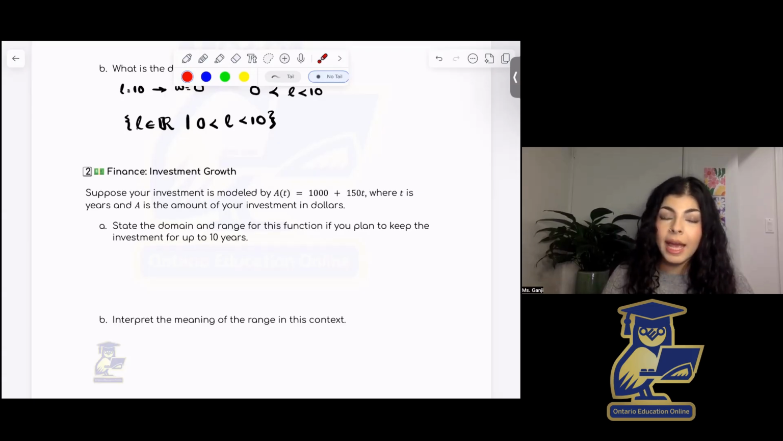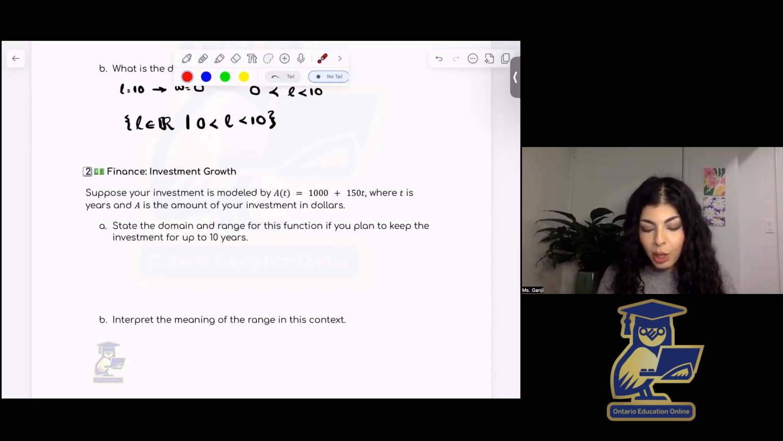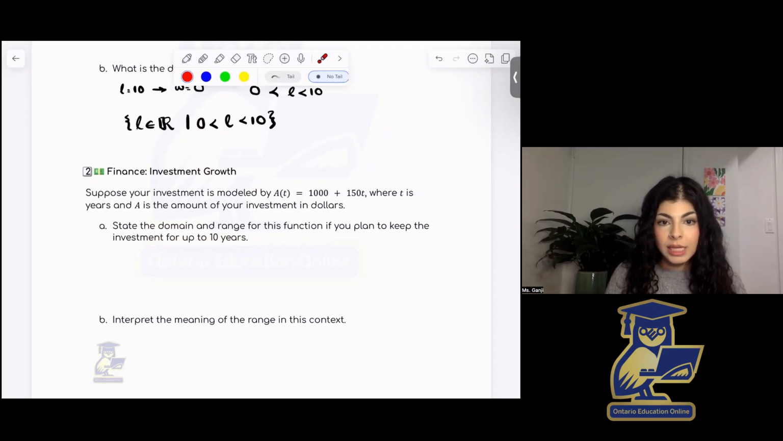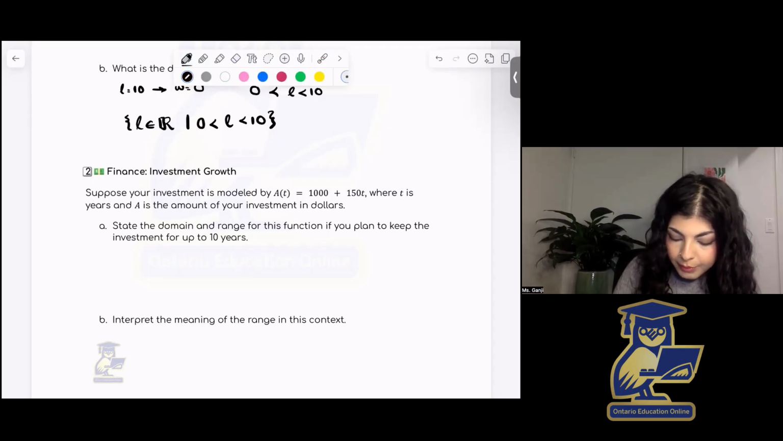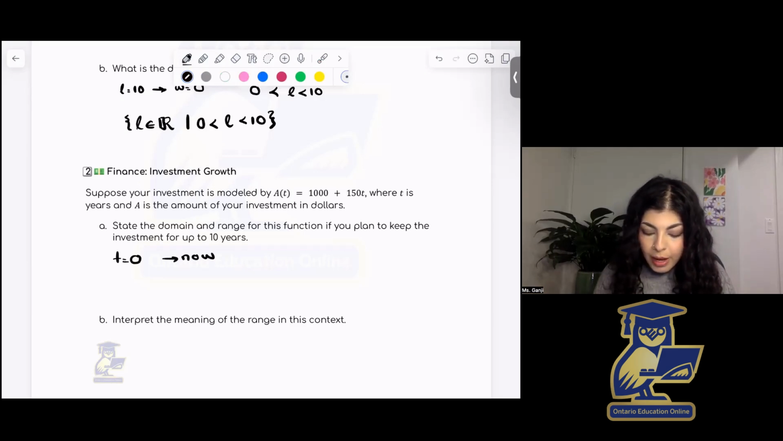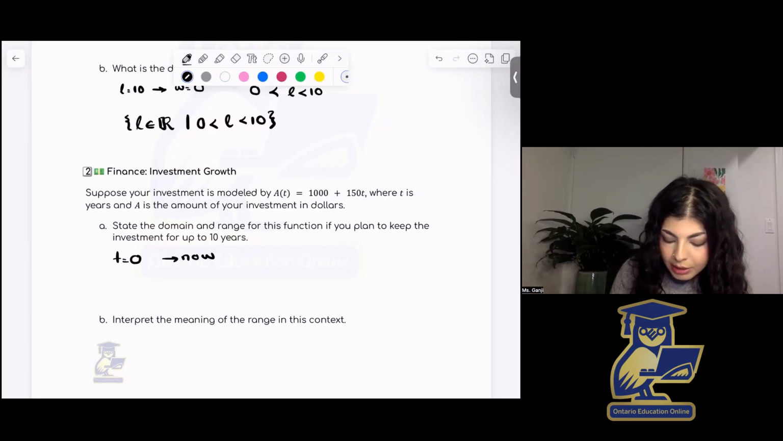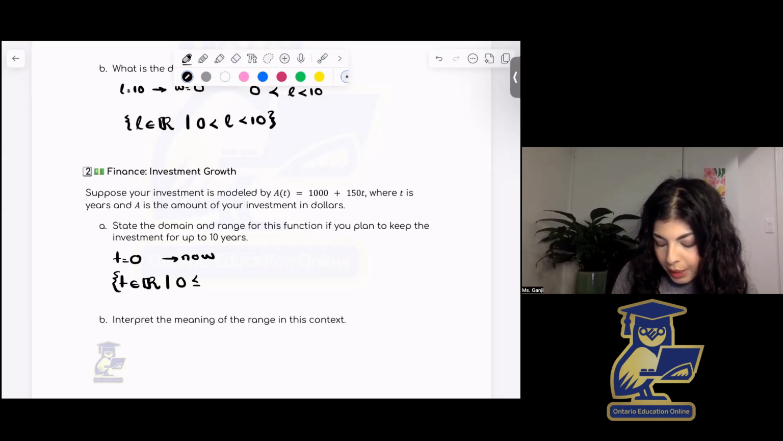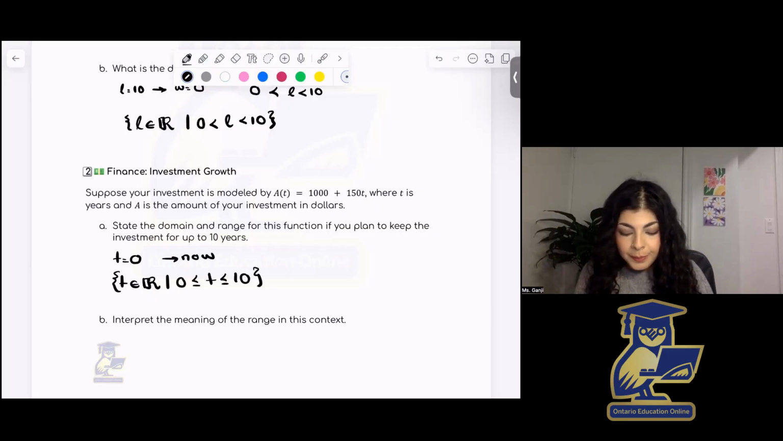Sure. But again, as we learned last time, we are giving meaning to these based on the word problem. So if I am told that I want to keep this investment for up to 10 years, then if I am starting at time now, t is zero. So t is zero would be now, and I'm going up to 10 years, then I am considering t in the real numbers, and t is going to be between 0 and 10 inclusive. So for up to 10 years.